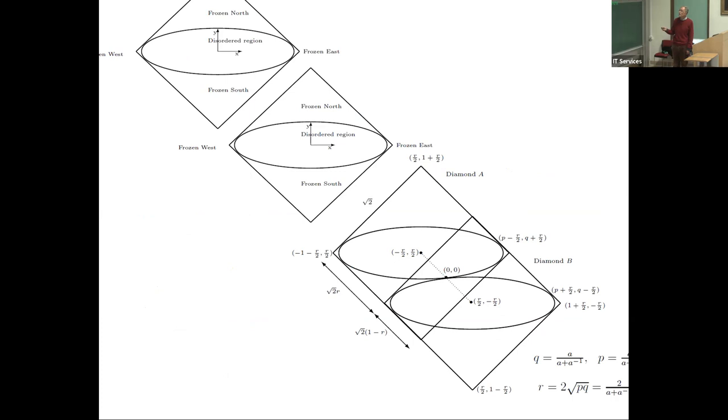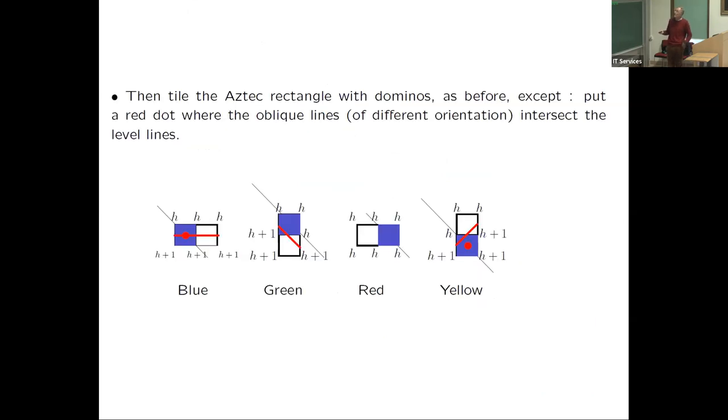you overlap those two Aztec diamonds in such a way that those two ellipses touch. That's a very, very specific situation. And then I like to explain that there's a new universality class appearing about here, which is very different from the previous one, entirely different. So again, you tile those things with those dominoes. Again, the same story with the height function, et cetera, and you intersect with an oblique line, you put dots.